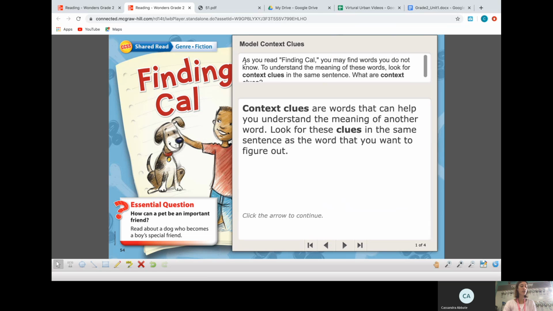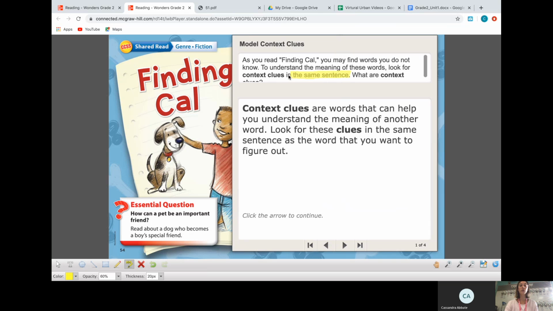All right, the directions for today. As you read Finding Cal, so yes, we're still sticking with this text, you may find words that you do not know. To understand the meaning of these words, look for context clues in the same sentence. Now that's really key right there.